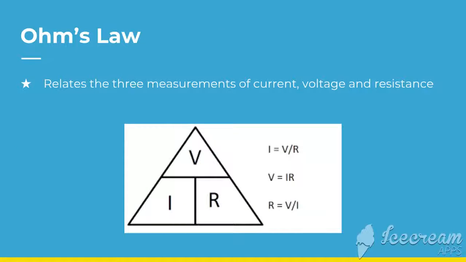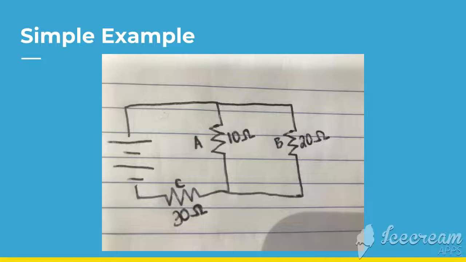Ohm's law is another law that relates the three measurements of current, voltage, and resistance. You can use this pyramid method to remember which letter goes where. So current equals voltage over resistance, voltage equals current times resistance, and resistance equals voltage divided by current.